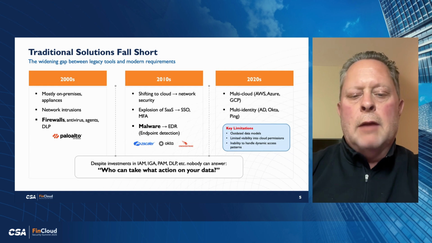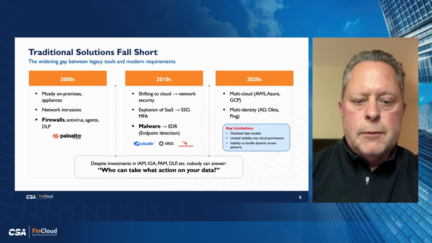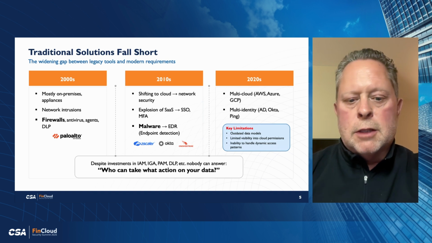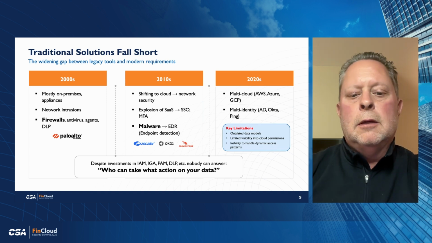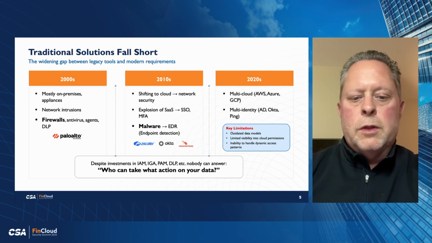But despite a lot of investments that we've made over the years in various parts of identity security, whether it's the governance and administration side, the privileged access management side, even on the data protection side, we still struggle and frankly can't fundamentally answer the question, who can take what action on what data? One of the primary reasons is that we have some outdated data models, we don't have enough visibility, and we can't move at the level of speed, and we're not dynamic enough to adjust to the speed at which these platforms operate.